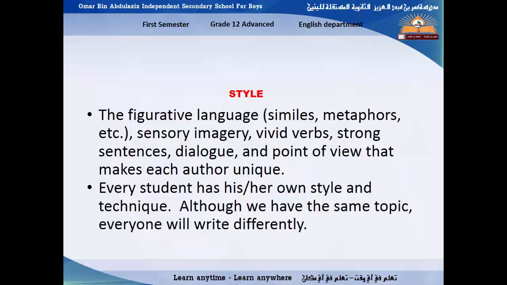So every student has his or her own style and technique. Although we have the same topic, everyone will write in a different way. It's normal, very normal, to find different forms, different styles of writing stories. So someone will use simile, another person will use alliteration, another will use onomatopoeia. Okay, so it depends. Each one has his own style in writing a story.